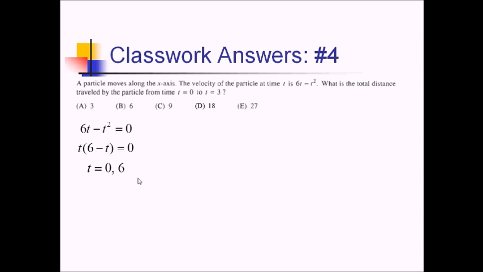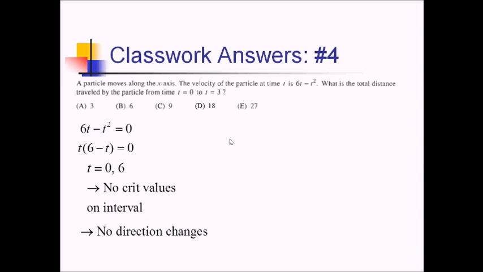Now the good news is neither of these is on the interval from 0 to 3. So what this means is there are no direction changes because there are no critical values on the interval. So that means I can actually just go ahead and take the integral from 0 to 3 of my velocity, and whatever it gives me is going to be the total distance traveled.